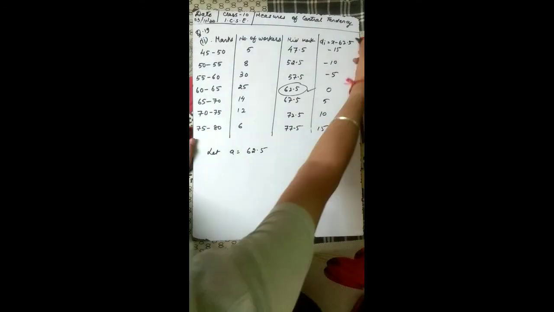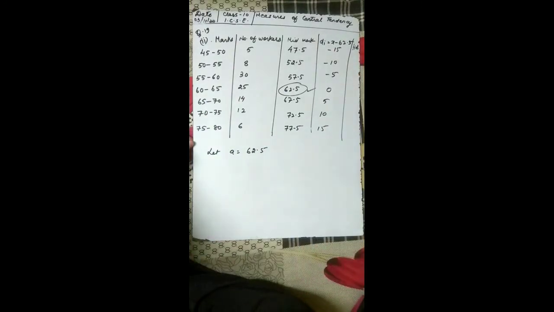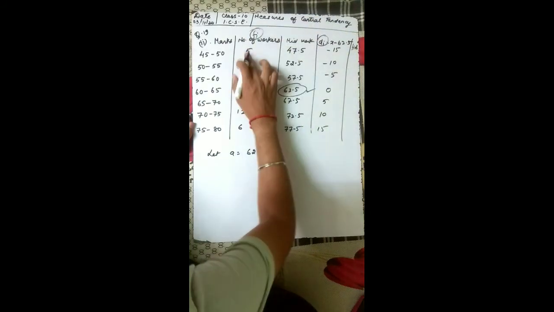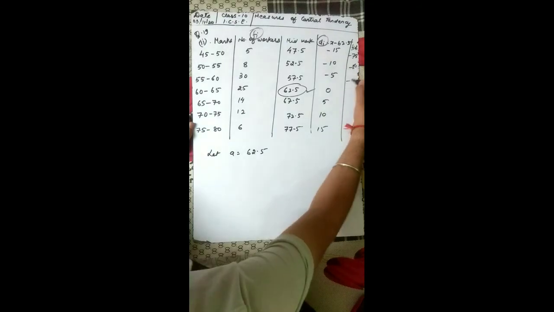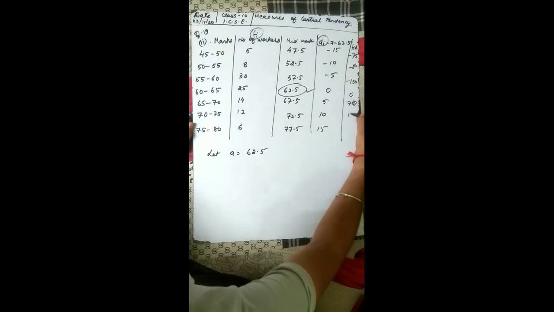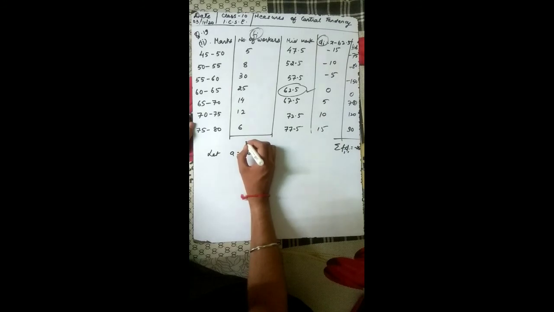Then another column we will make, that will be fidi. What will be your fi? This is your fi. So this column into this column: 5 into minus 15 is minus 75, minus 80, minus 150, 0, 70, 70, then 120 and then 90. Finally you will get summation of fidi as minus 25. And the number of workers, the summation of this, is 100.